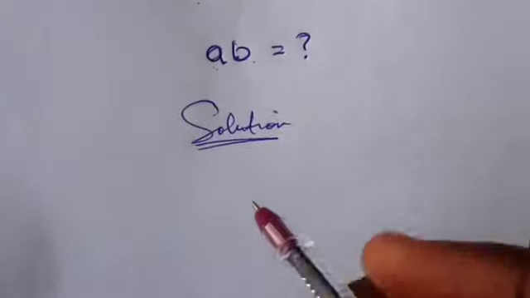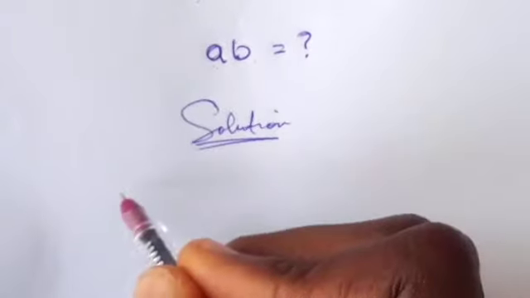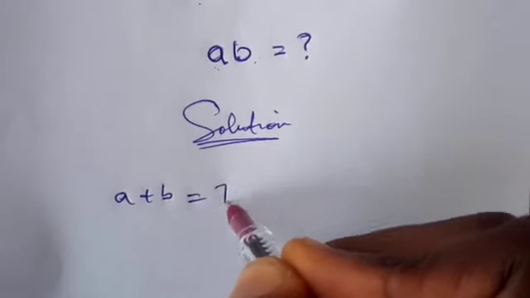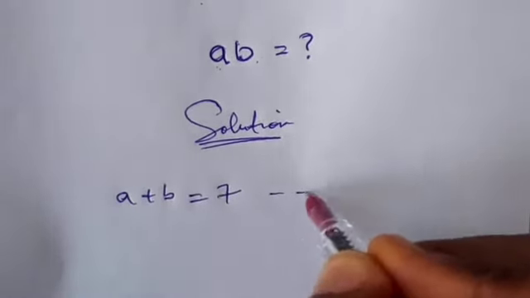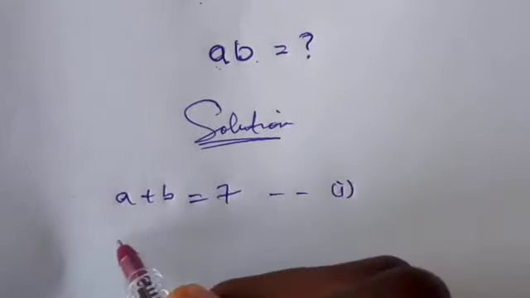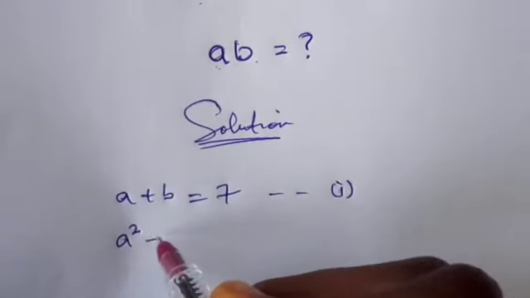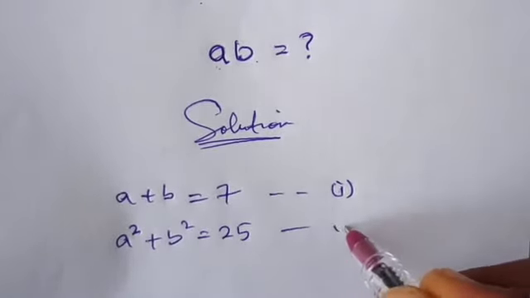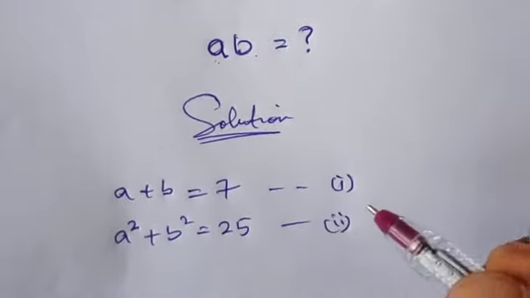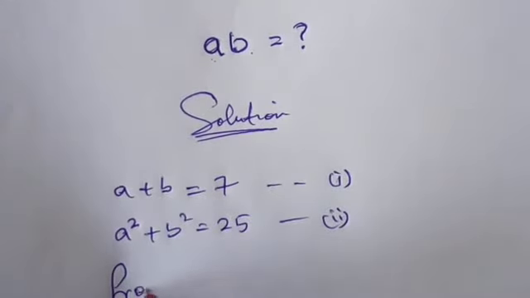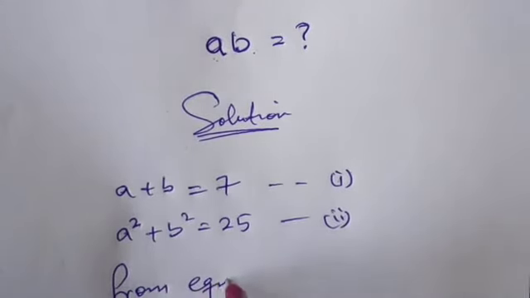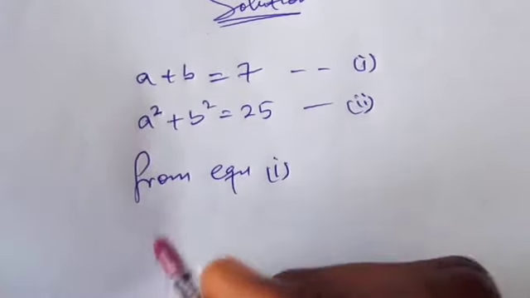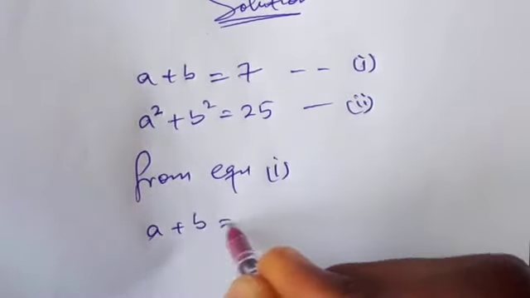Now our question is, for the first one we have a plus b equals 7. Let's call this equation 1. a square plus b square equals 25. Let's call this equation 2. Now, from equation 1, a plus b equals 7.